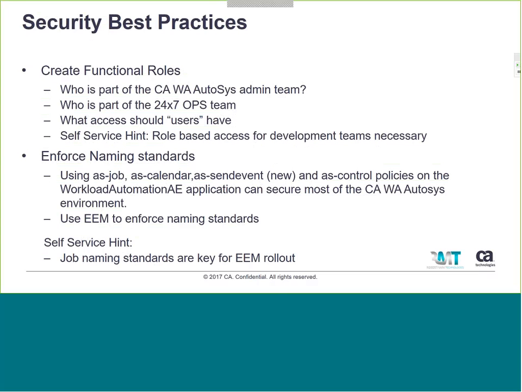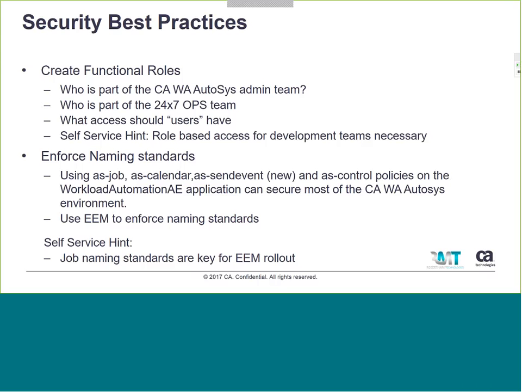We always say, okay, these are the four questions, at the minimum, that you should think about. What are the functional roles? Is there an admin team? What level of access should they have? And typically the answer is full access, everything from being able to stop the scheduler to changing something in Autosys secure, everything basically.